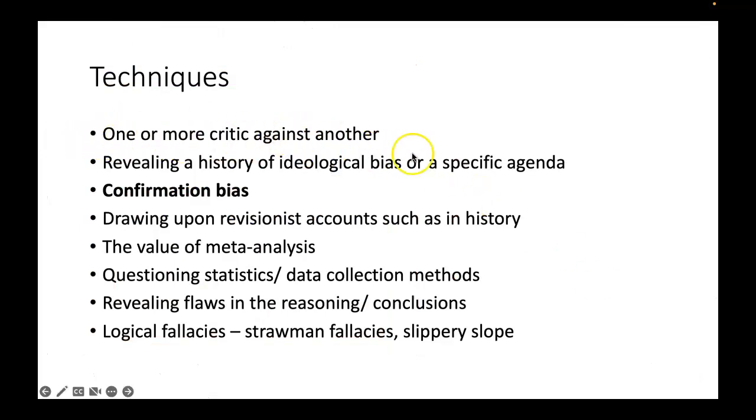You can use one critic against another. You can reveal a history of ideological, political bias or having a special agenda. You could talk about confirmation bias, where people see what they want to. If you're doing history, you can draw upon revisionist accounts, new accounts of history which challenge the traditional accounts. As I said, meta-analysis will be absolutely key, especially to quantitative studies. And questioning statistics, data collection methods, revealing flaws in reasoning, conclusions, and also things like logical fallacies, the straw man fallacy, and the slippery slope fallacy. I've made a video.